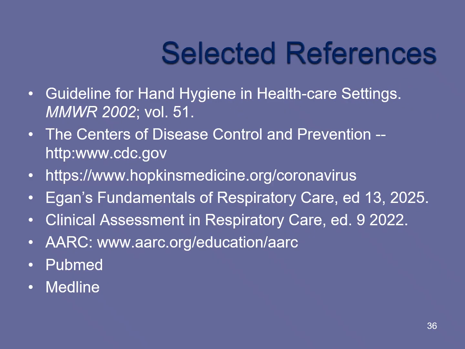So with that, I want to share these selected references with you. First of which is really talking about hand hygiene. Indeed, hand washing is still one of the best ways to help prevent the spread of infection. CDC is an excellent source as well, not just on COVID-19, but on these microbes as well. And some of the other sources: Hopkins Medicine, two of my textbooks, Egan Fundamentals of Respiratory Care and the Clinical Assessment textbook, as well as some of your primary sources, PubMed and Medline.